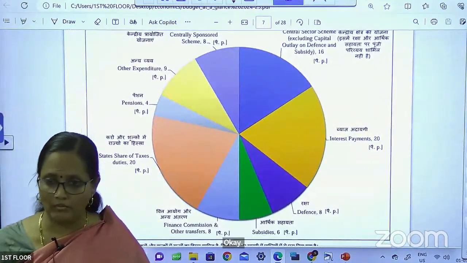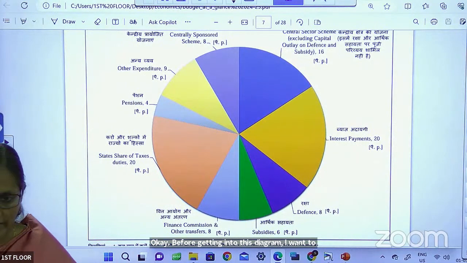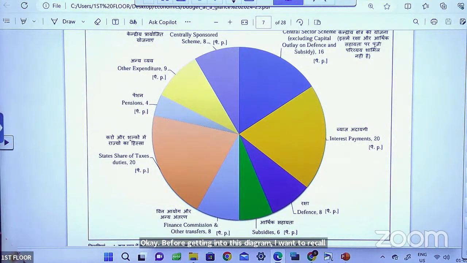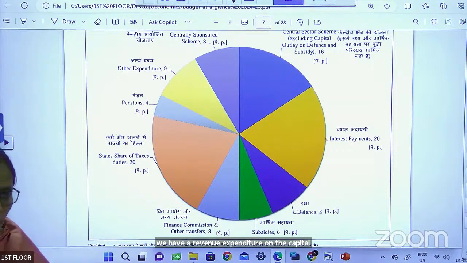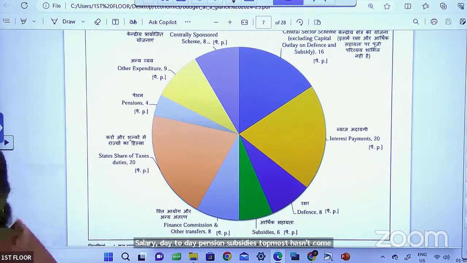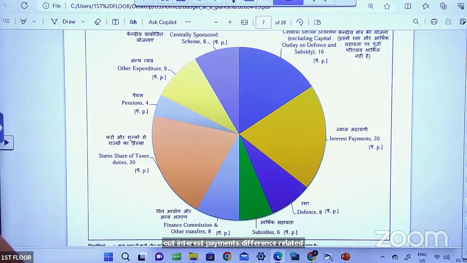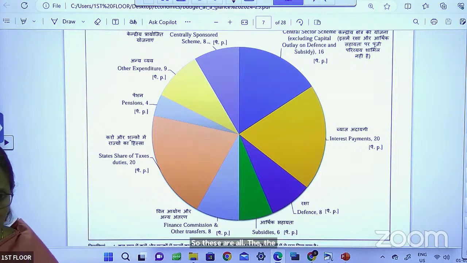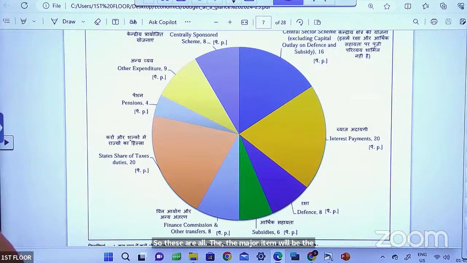Before getting into this diagram, I want to recall what you have studied already. In the expenditure side, we have revenue expenditure and the capital expenditure. Tell me some of the components of the revenue expenditure. Salary, day-to-day, pension, subsidies, topmost hasn't come out. Interest payments, defense-related maintenance things. There are lots of maintenance related to economic services, general services. So these are all the major items: the interest payments, subsidies, salaries, pensions, then the payments to the general economic services.